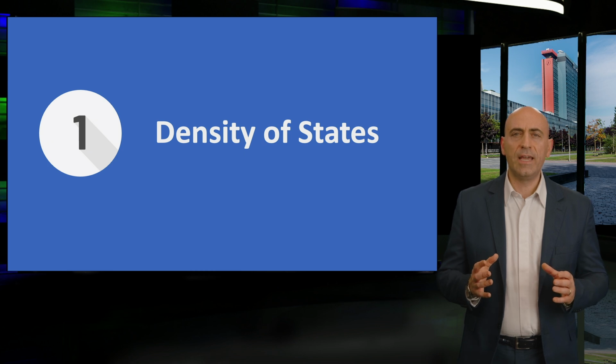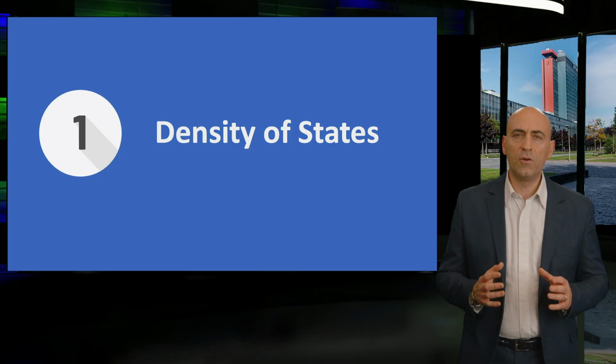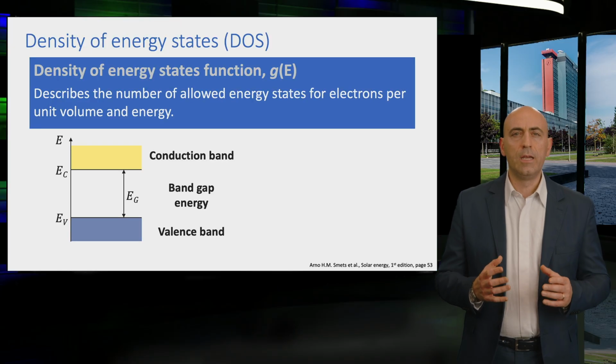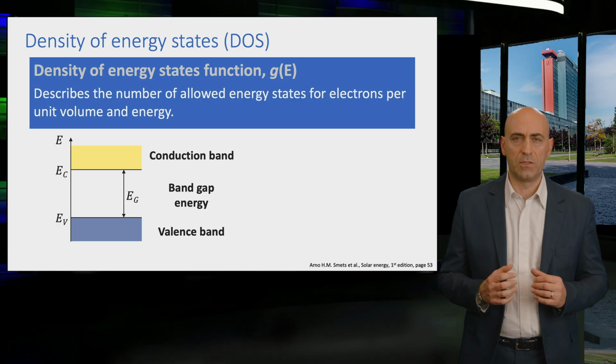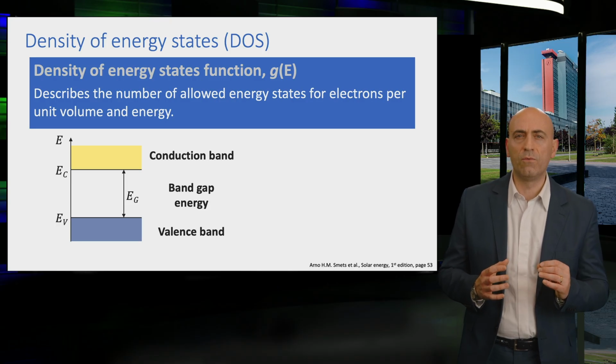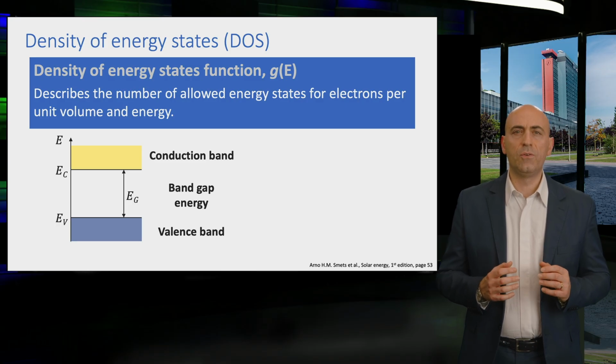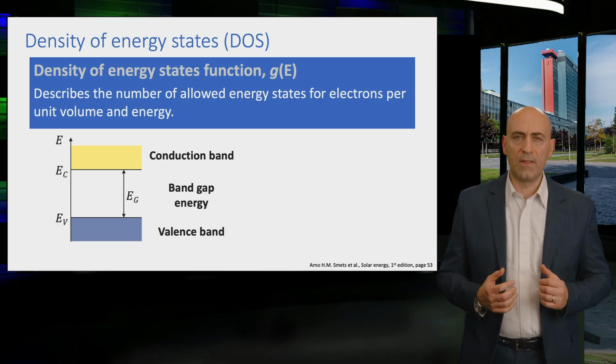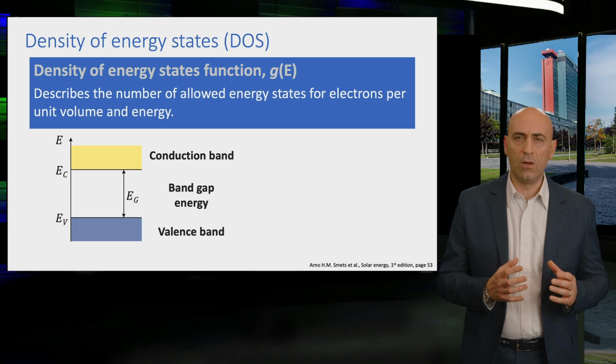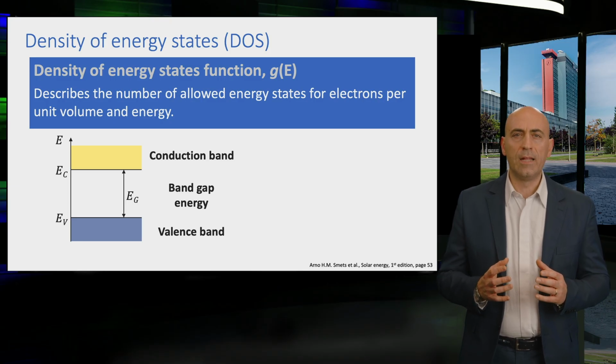Several steps are taken to determine the concentration of carriers in a semiconductor. The first one is to determine the available energy states for electrons in the conduction and the valence bands. In the previous videos, we have described the concept of energy levels and energy bands. We saw that only a few of the levels are effectively occupied by charge carriers. On the left, you can see our familiar simplified band diagram, with the conduction band in yellow, the valence band in blue, and the band gap in white.